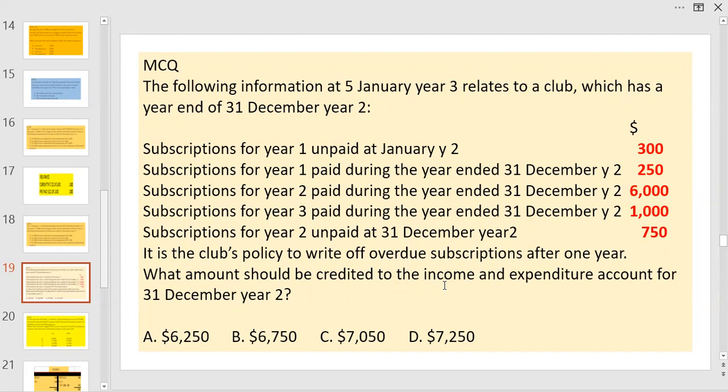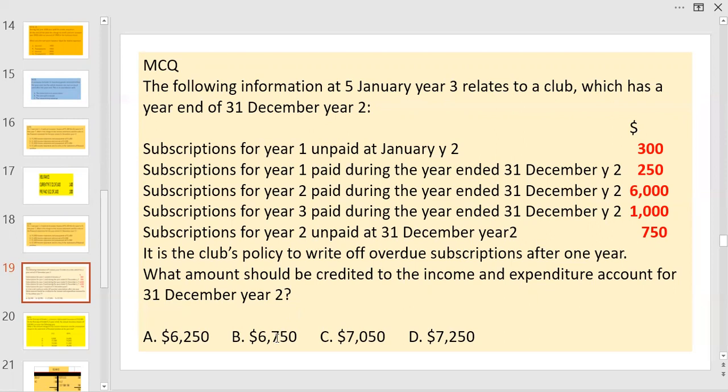Subscription for year 1 unpaid at January year 2, 300. An accrued income, out of which in year 2, 250 was paid, leaving a balance of 50 to be written off since it is overdue after 1 year. With regard to year 2, subscription paid is 6,000, unpaid is 750. Therefore, charge to the income and expenditure account is 6,750. The answer is B.